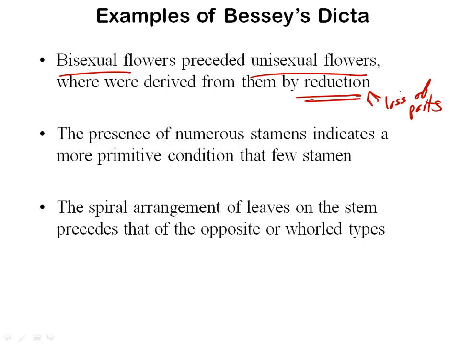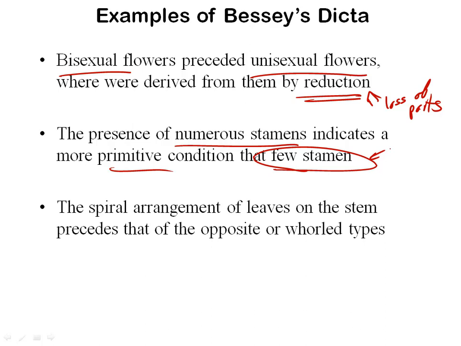Stamens, this is a really famous one. It got a lot of attention for many years. Numerous stamens, think of Ranunculaceae or Papaveraceae or Magnoliaceae. Magnolia is a really famous example of a plant that comes out primitive on very many of Bessey's dicta. And so Magnolia, at the time when I was studying, was one of the archetypal plants that was taken as a primitive type of plant. Not the only one, but a very primitive type of plant, Magnolia. Numerous stamens, that's more primitive than few stamens. So if you've got five stamens, six stamens, those kinds of things, those are all derived characteristics.